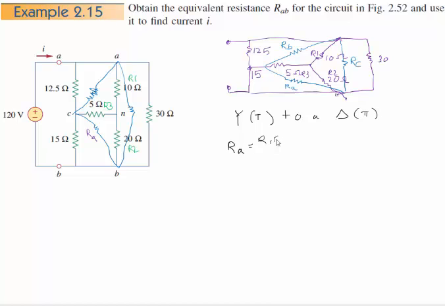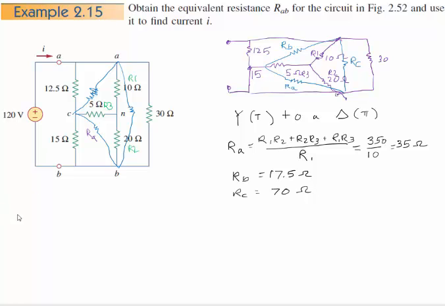RA equals R1 R2 plus R2 R3 plus R1 R3 over the opposite resistor. Well, we're finding RA, and it's the opposite resistor, so it will be over R1. You put the numbers in, and you'll come up with 350 over 10, which will be 35 ohms. So we found RA. Using similar formulas, we find out that RB is 17.5 ohms and RC is 70 ohms.